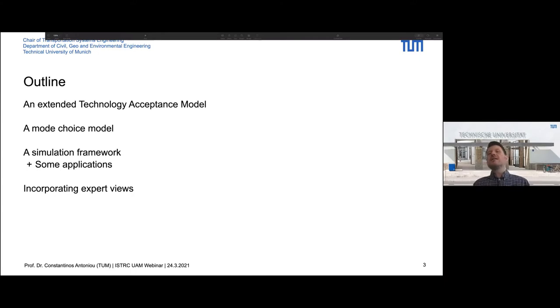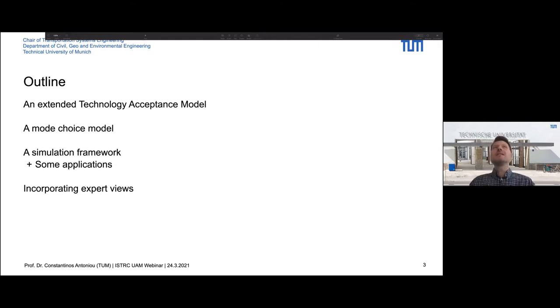And considering that it's not available and we cannot observe this choice, we have to elicit this information somehow and build the models that will give us the input that we can then enter into a simulation framework that will allow us to evaluate different scenarios and look a little bit into the future. And finally, some of our recent research has to do with looking also at the experts.